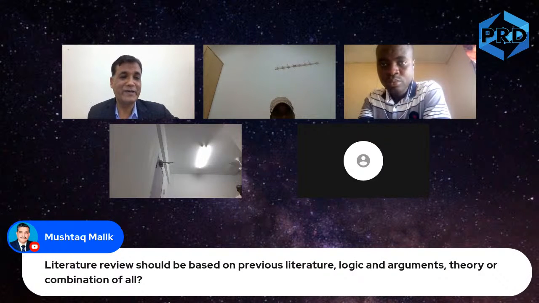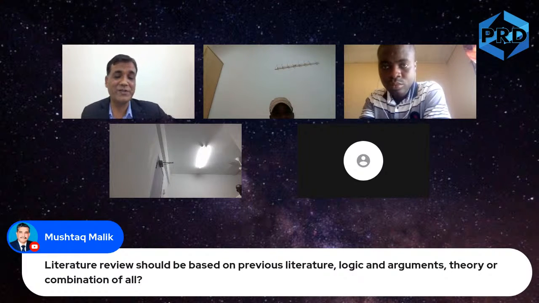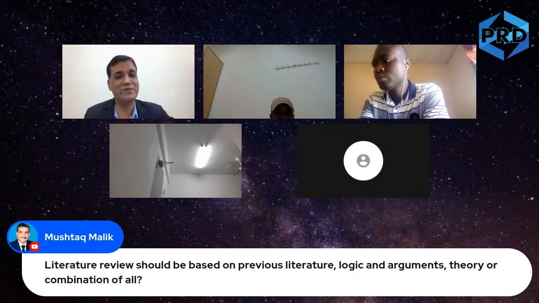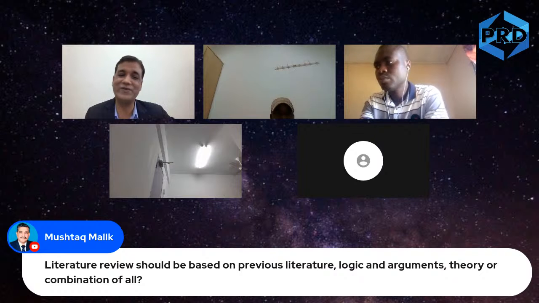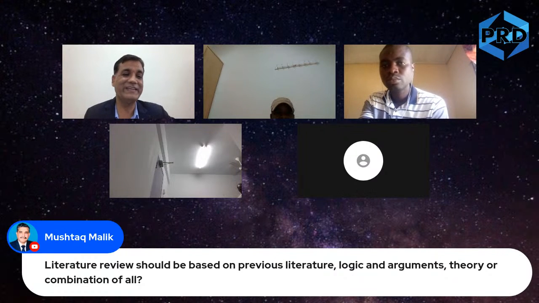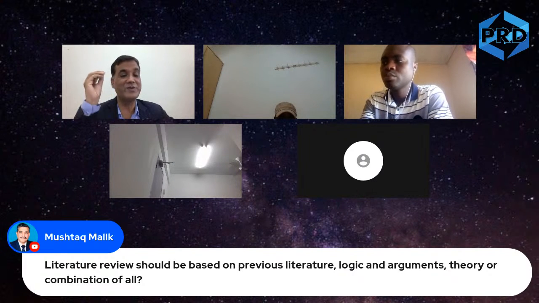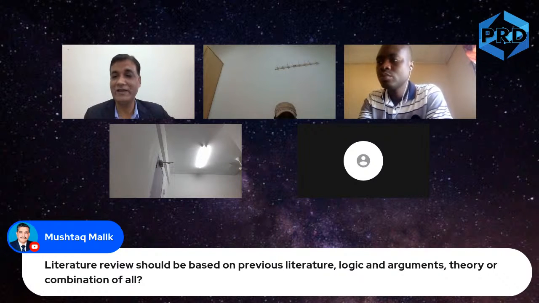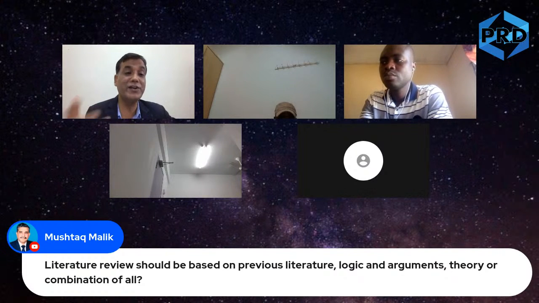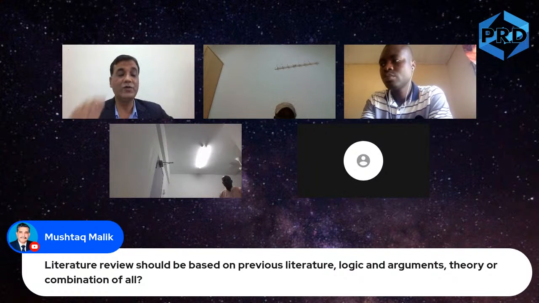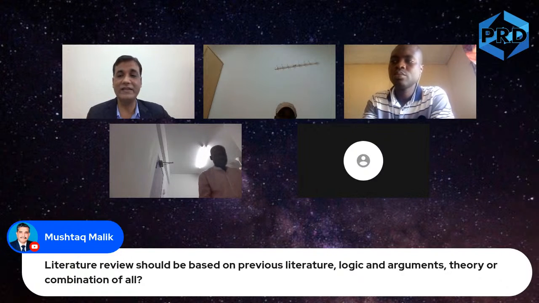Literature should be based on previous literature, logic, argument, theory, a combination of all. Yes. When you say previous literature, it includes theory, argument, and logic. All four are there, so it has to be a combination. When you are doing a literature review, you are taking things from previous research, and all previous research is based on literature, logic, argument, and theory. That makes it a critical literature review with logical sequence and good flow. Good flow and logical sequence only come when you combine these four.